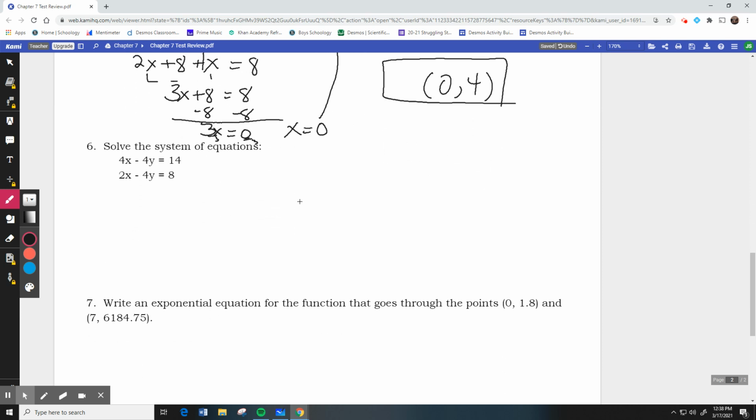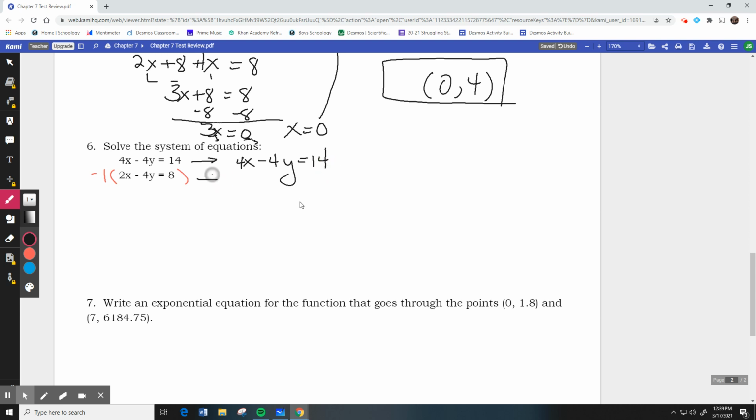All right, now example 6 is a little bit different because I don't have it already solved for x or y. So if I wanted to use substitution, I would have to solve one of these equations for x or y. I don't really feel like doing that because I would have to do division. Sometimes that's a pain. I do notice that these y's are almost opposites. And if they were opposites, then I could eliminate the y's. So to make them opposites, what I'm going to do is I'm going to multiply through by -1. So my top equation here is going to stay the same. It's going to stay 4x minus 4y equals 14.